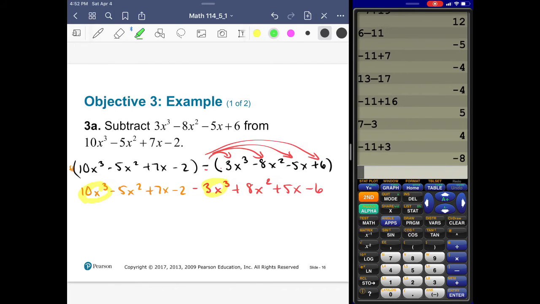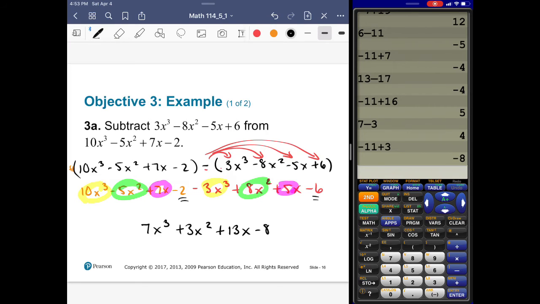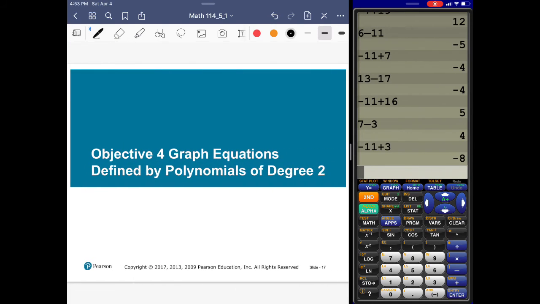Like terms, 5x squared with 8x squared, x cubed with this, and constant with a constant. So 10 minus 3 is 7x cubed. Negative 5x squared plus 8x squared is positive 3x squared. Plus 7x plus 5x is plus 13x. Minus 2 minus 6 is negative 8.